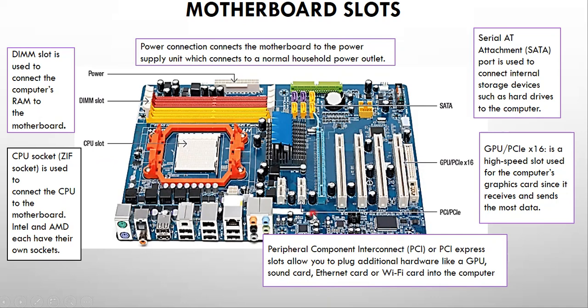Next is your PCI. These ones here, your PCI, your Peripheral Component Interconnect or PCI Express. Slots allow you to plug additional hardware like a graphics processing unit, sound card, Ethernet card, or Wi-Fi card into your computer. So you can attach other cards to your computer.